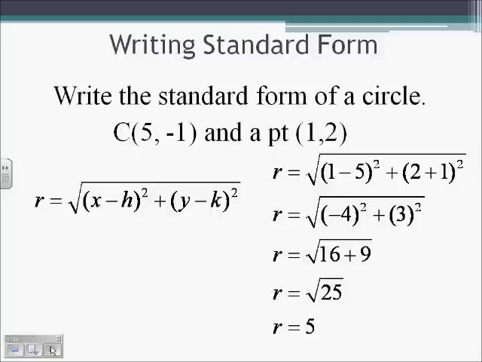So once we have the radius, we can use that to write the standard form of the equation. We know (x − h)² + (y − k)² is going to equal our radius squared. So (x − 5)² + (y + 1)² is going to equal 25.